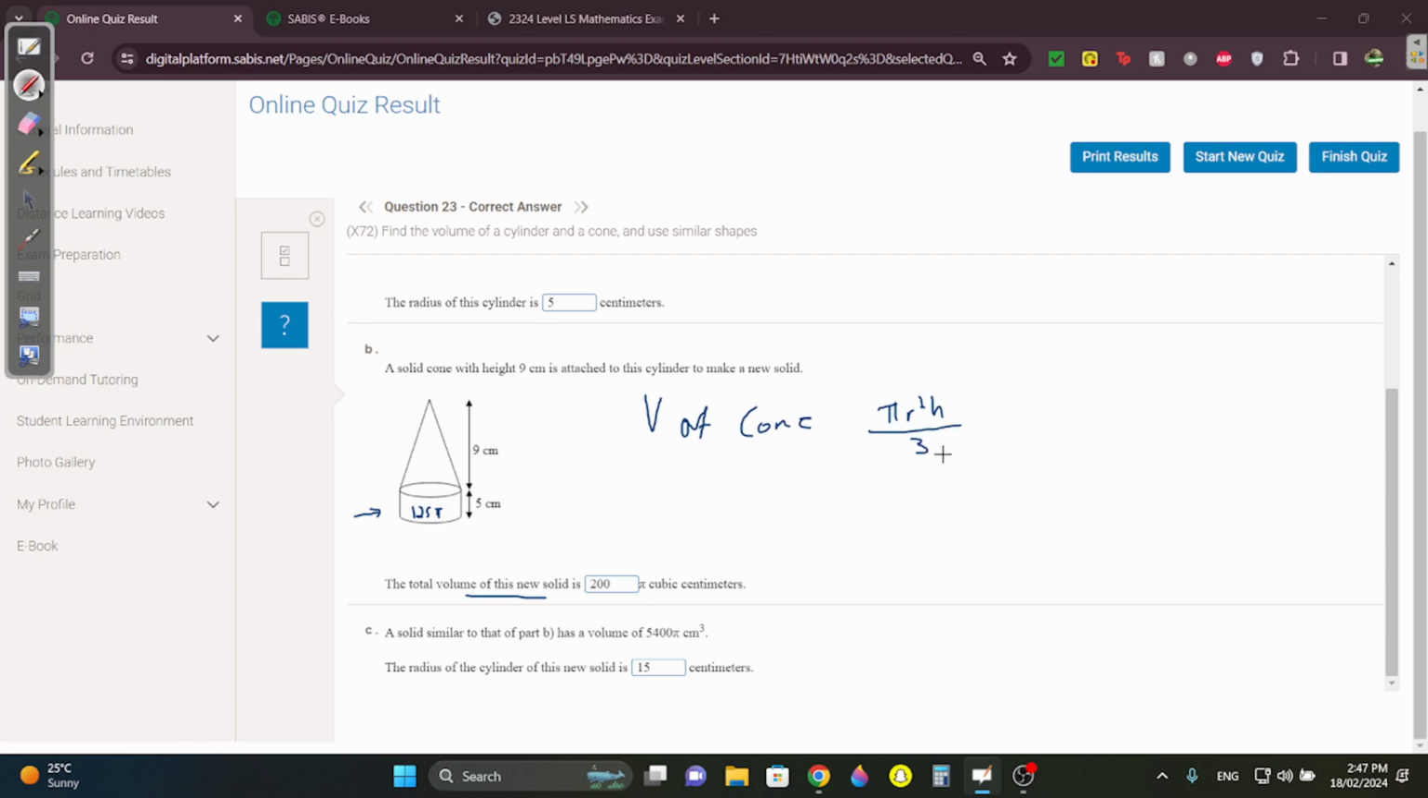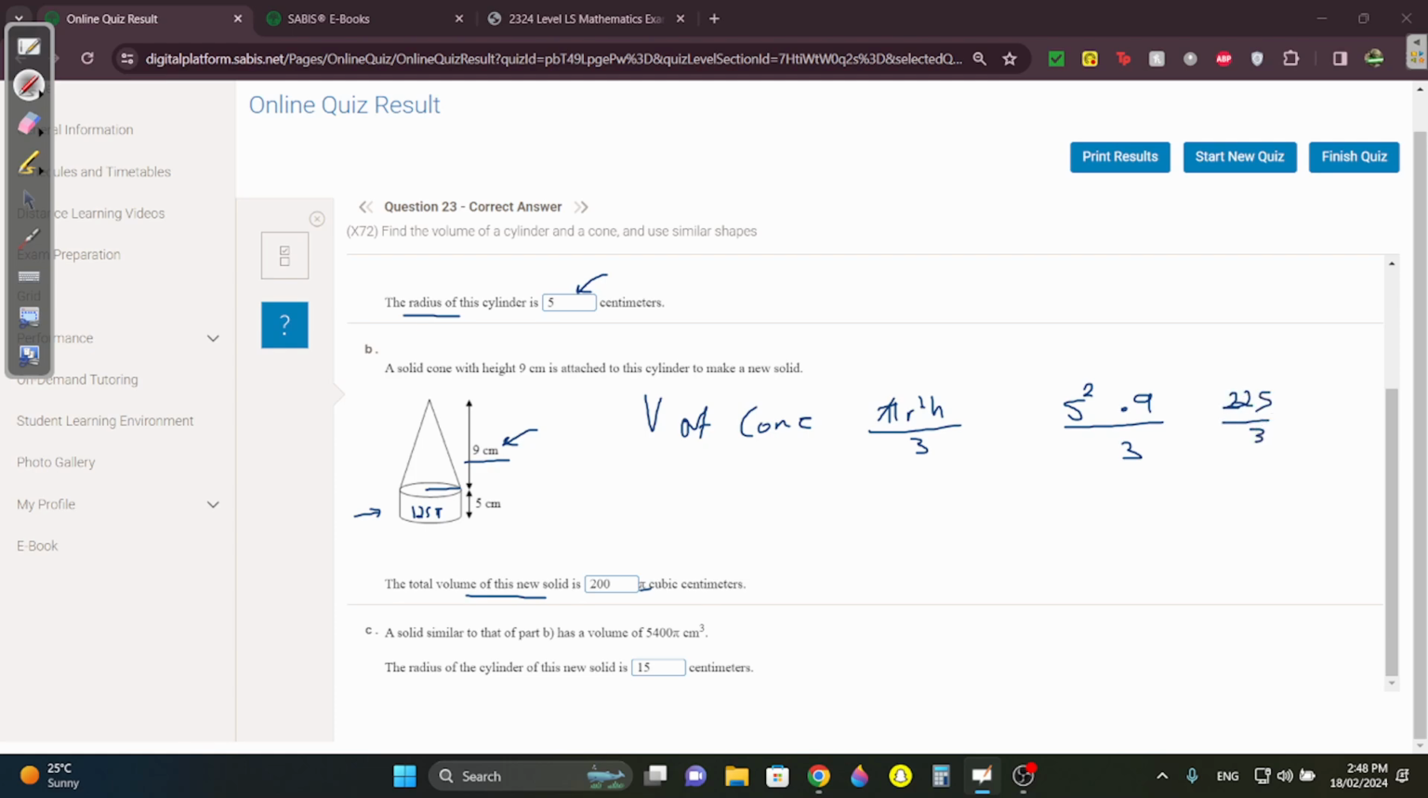Since they want the answer in terms of pi, just leave that pi out. Okay, r squared h. R squared is going to be 5 squared. Why 5 squared? Because we said the radius is 5 and it's the same radius, as it got attached to the cylinder. So 5 squared times the height, which is 9, over 3. Why is the height 9? They said 9 here. 5 squared times 9 is 25 times 9.